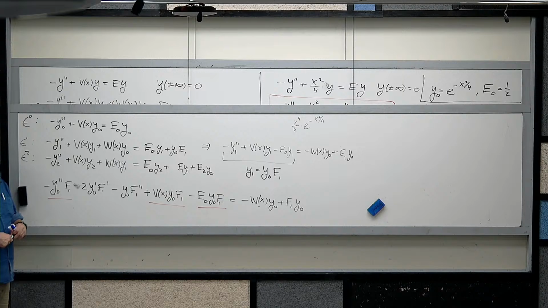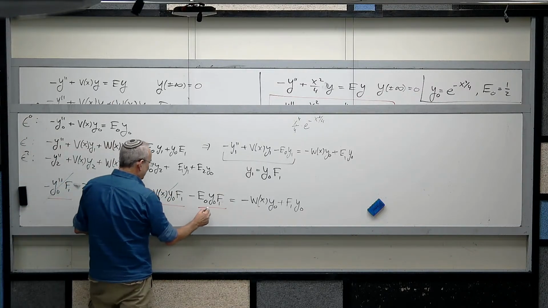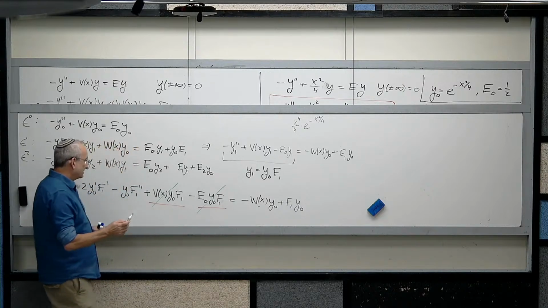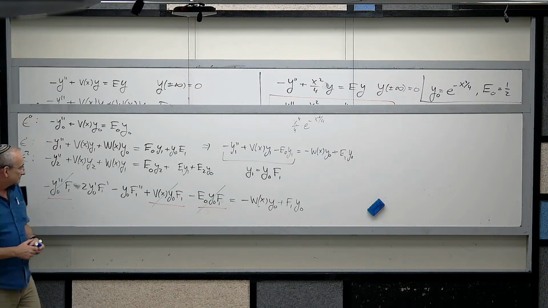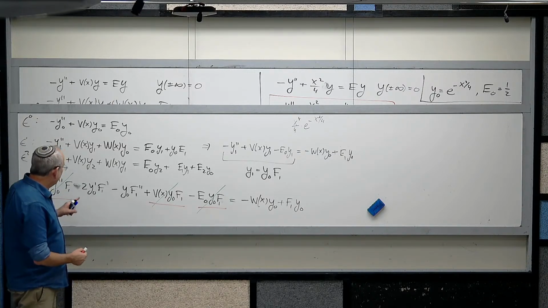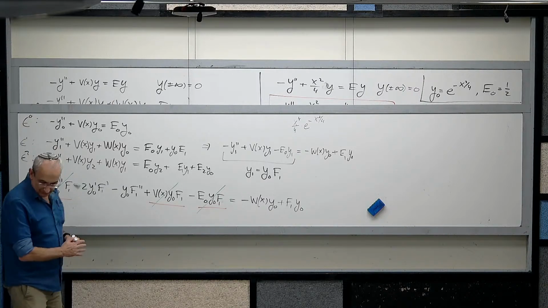So these three terms go away. Thank God. Second order, and what have we gotten? We got a first order equation, and we are left with an equation of x.